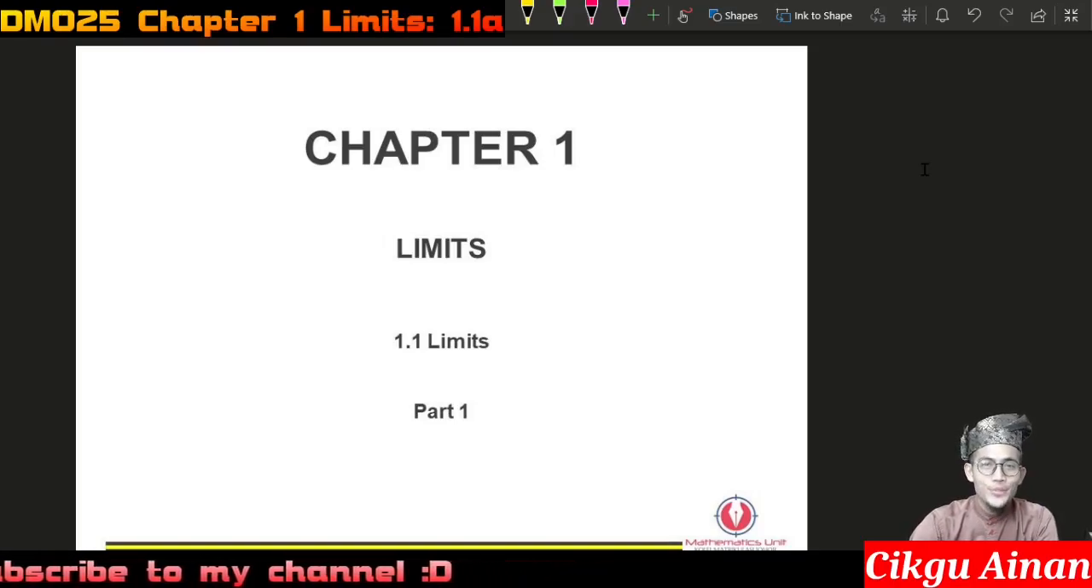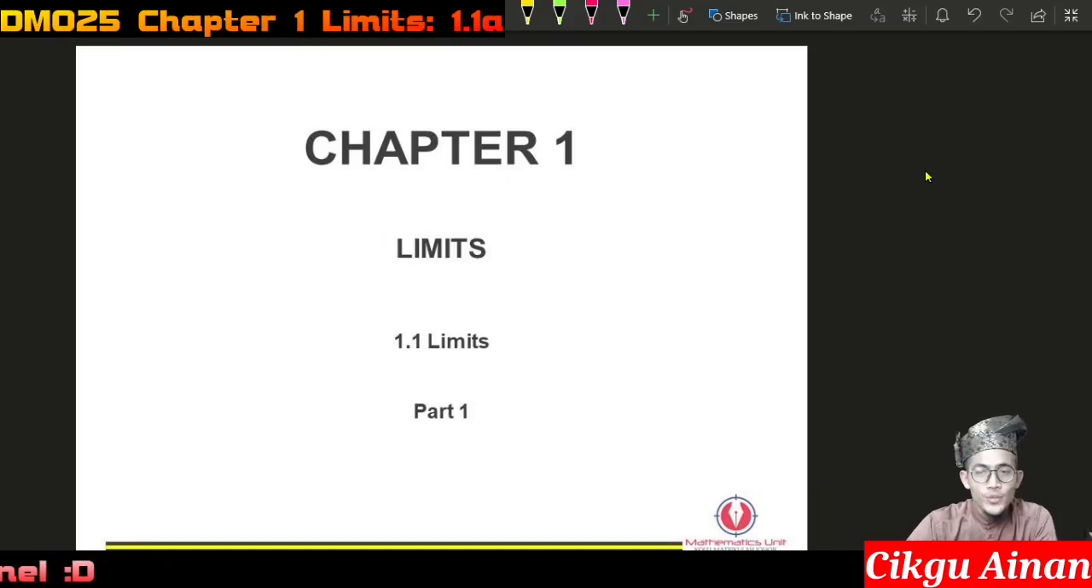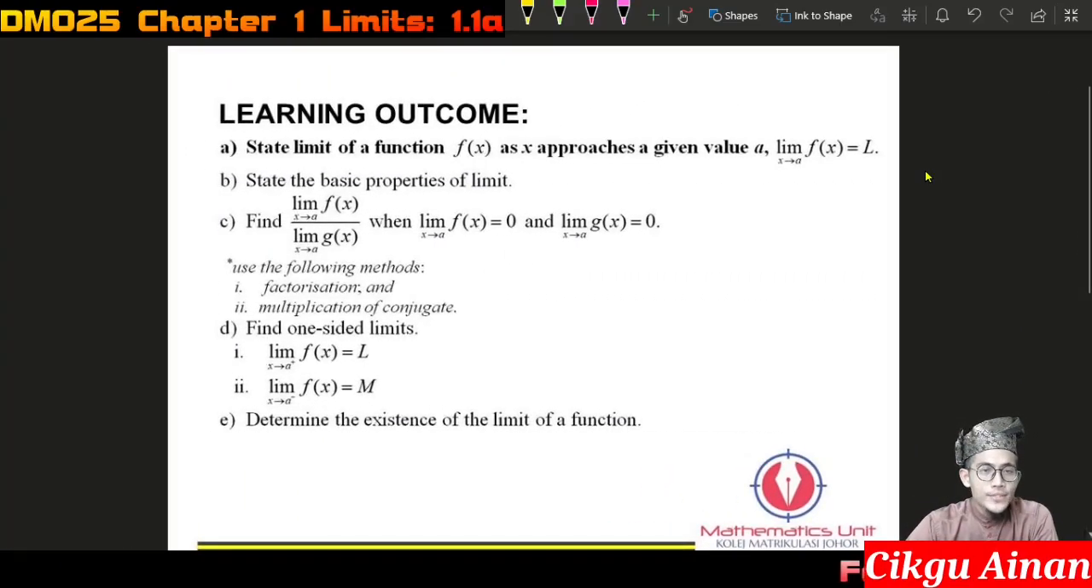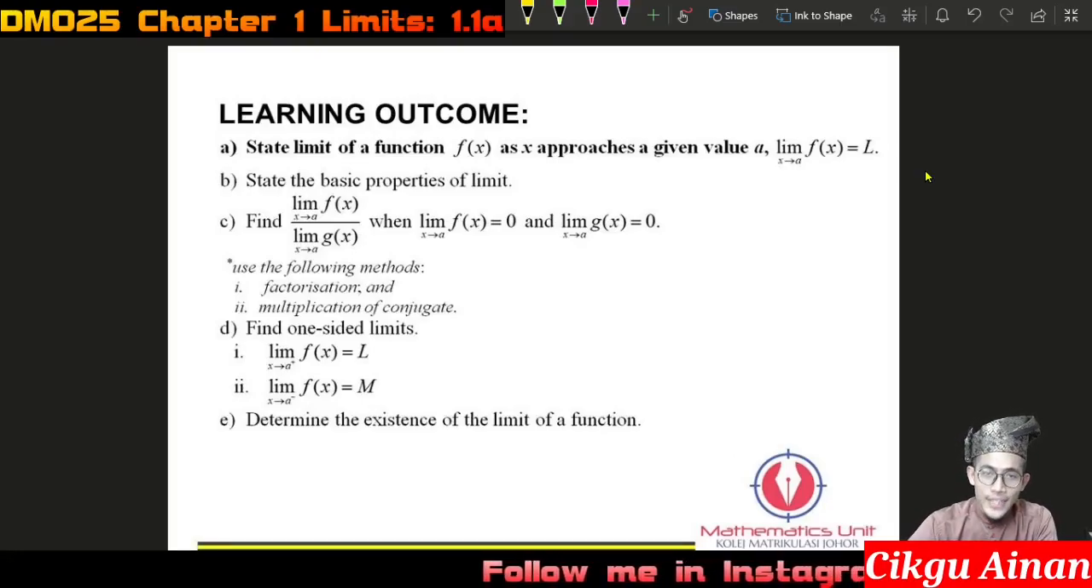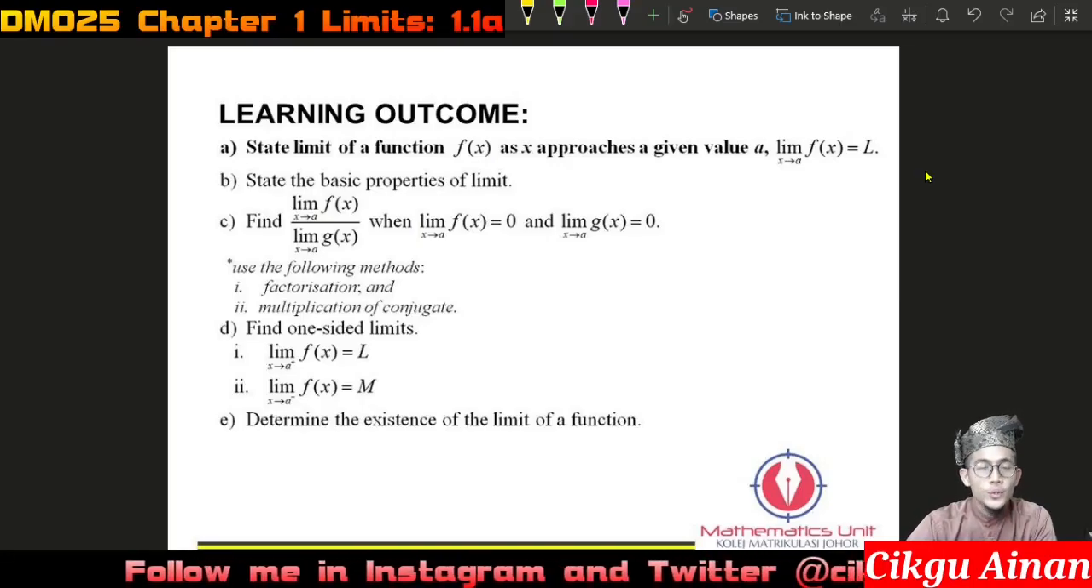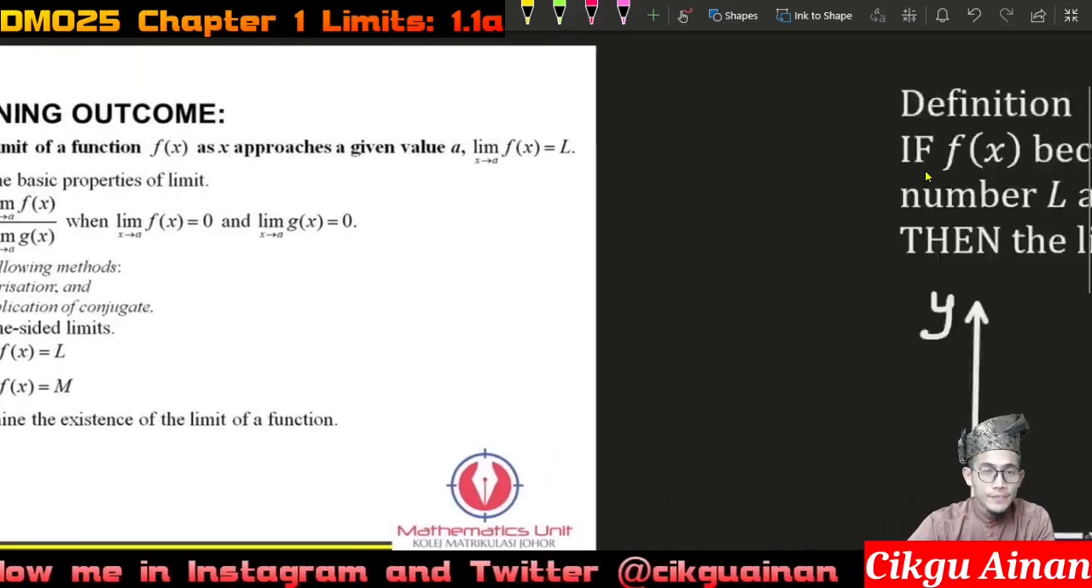Welcome to DM025. This is the first chapter, limit. The learning outcome is you will be able to state the limit of a function f(x) as x approaches a given value. So let's get started with the definition.